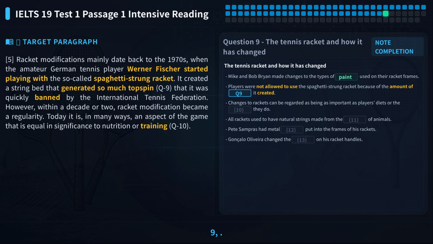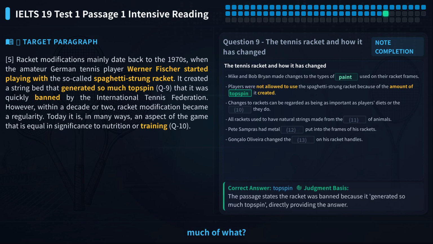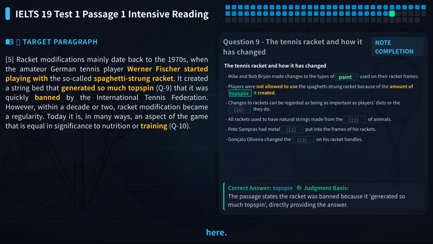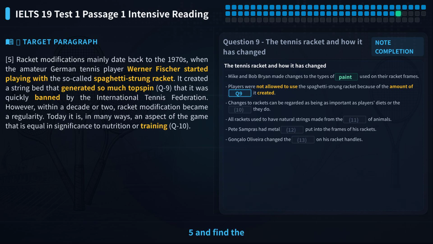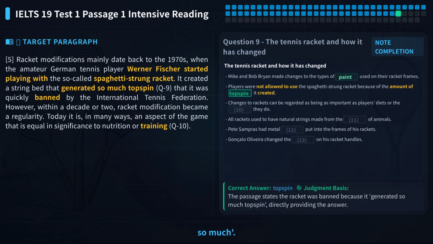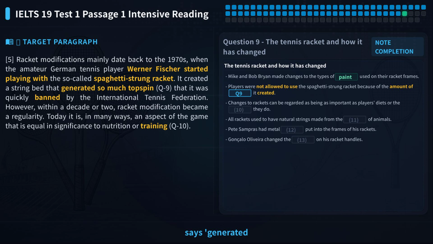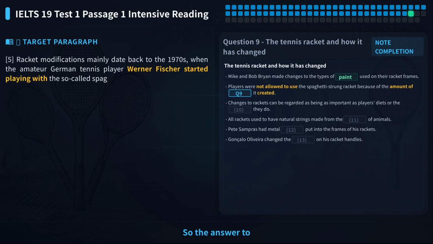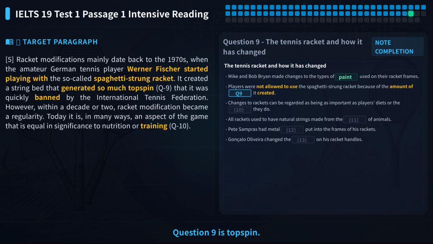Let's look at question 9. This racket was banned because it generated too much of what? Before the blank is too much, and after it is that it was banned, so we need a noun here. Go to paragraph 5 and find the phrase generated so much. The original text says generated so much topspin, so the answer is topspin. This word is directly given in the text, no replacement needed. So the answer to question 9 is topspin.